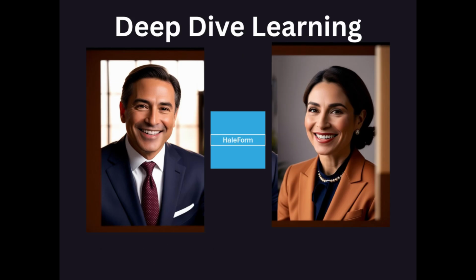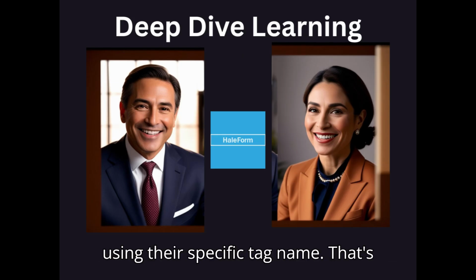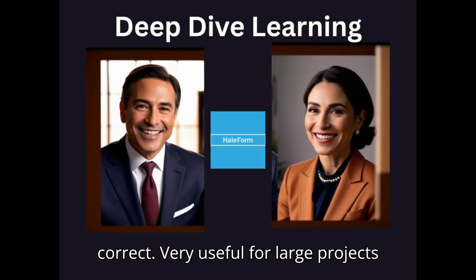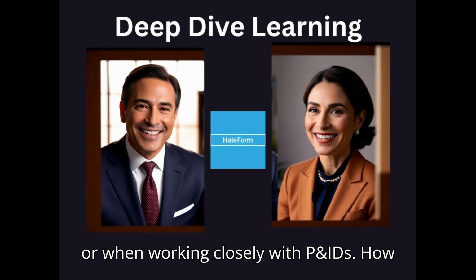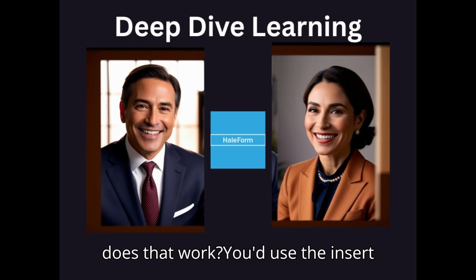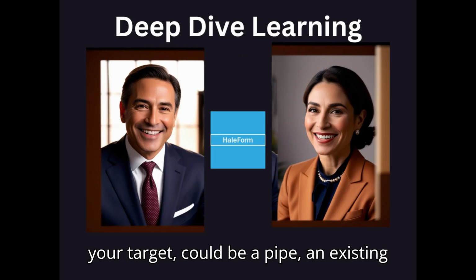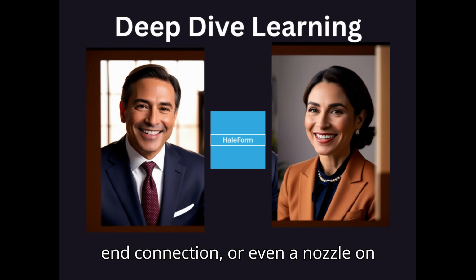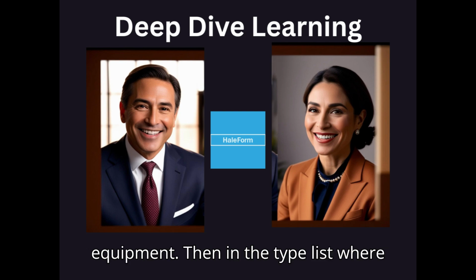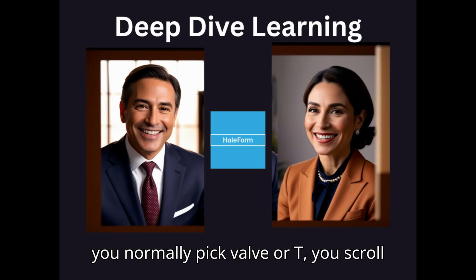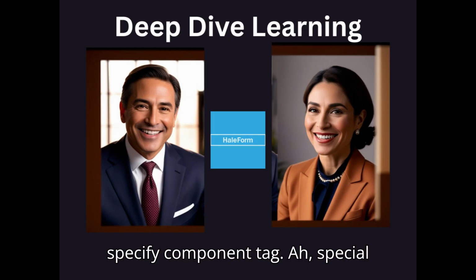Got it. Now, I also heard you can place components using their specific tag name. That's correct. Very useful for large projects or when working closely with PIDs. How does that work? You'd use the Insert Component command again. Then you select your target, could be a pipe, an existing end connection, or even a nozzle on equipment. Then, in the type list where you normally pick valve or T, you scroll down and select the option that says Specify Component Tag. Special option.